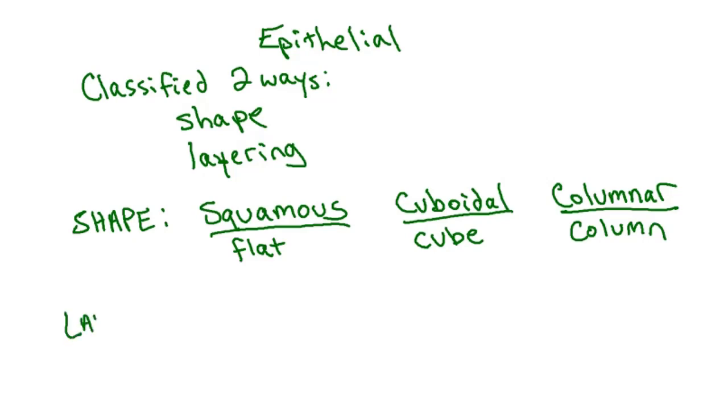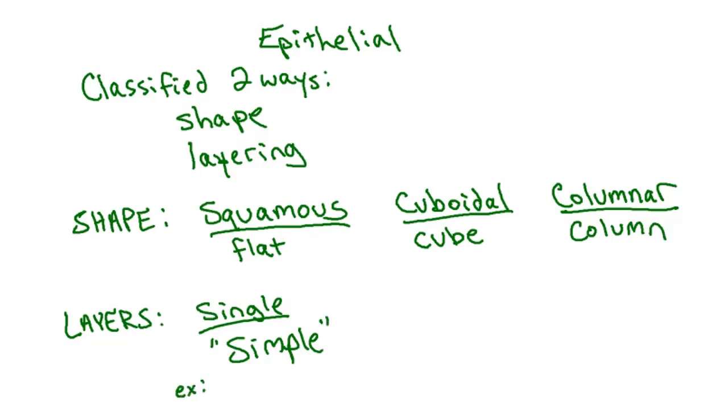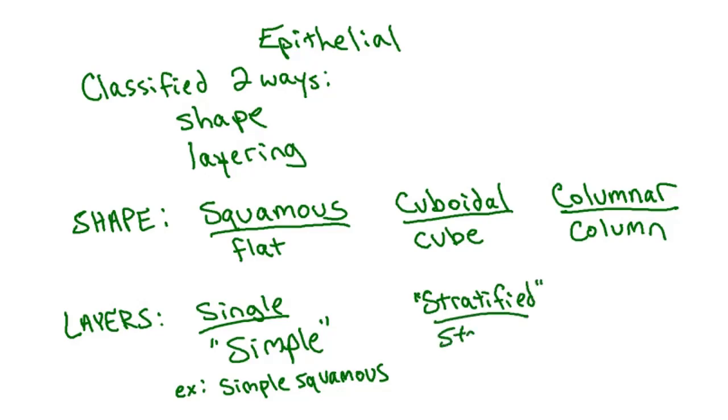Now the layering, a single layer is called simple. So, for example, simple squamous means one layer of flat epithelial cells. And then there is stratified, and that just means stacked. So there's many layers.